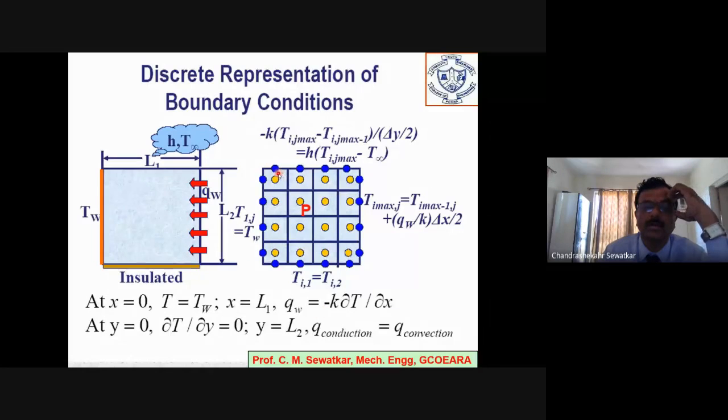Here, whatever heat is conducted is being convected. Convection is given by H delta T, that is temperature at the face minus the temperature of the environment: T Imax, J minus T infinity, into H. That's my convection flux. That is equal to heat conduction. So heat conduction is equal to heat convection. By using this expression, I can find out the temperature at all these. So that's my discrete representation of the boundary condition.